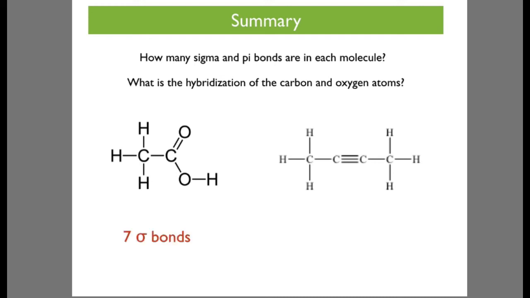Okay. Well, there's 7 sigma bonds in this one. You can see them. 1, 2, 3, 4, 5, 6, 7. And 1 pi bond. There's a double bond there, which has a pi bond in it. What's the hybridization of the carbon and oxygen atoms? This carbon here, sp3. This one, sp2. Let's put those lone pairs in there. And so that will be sp2. And this one will be sp3. It has 4 electron domains. This one, 4 electron domains. This one, 3 electron domains.